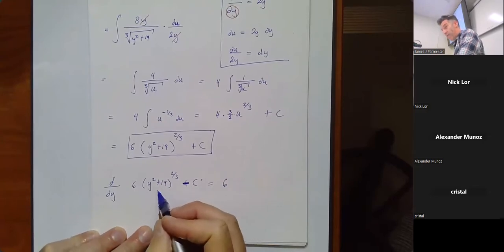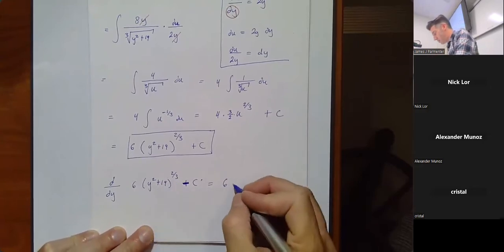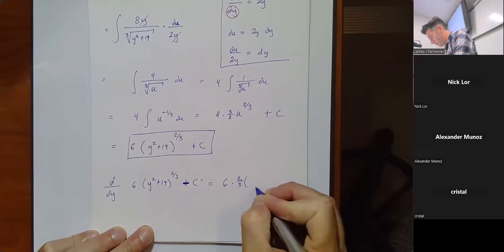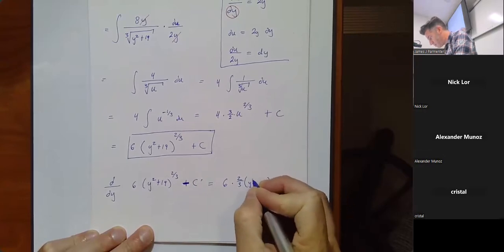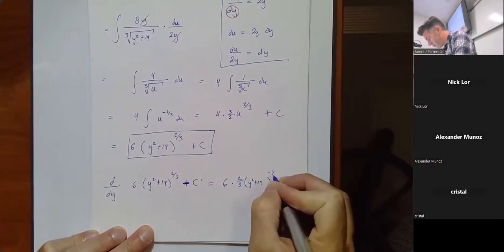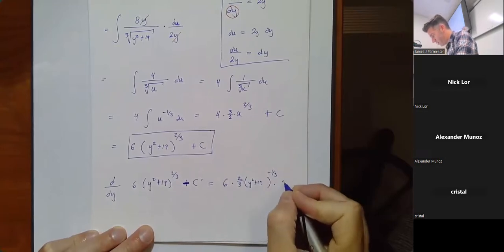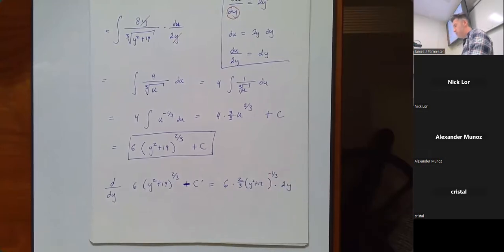If I take the derivative of that, the 6 is going to hang out. I have some stuff to the 2/3 power. The derivative is going to be 2/3 times my stuff to the negative 1/3 power times the derivative of the stuff. And there we have it. I'm not going to simplify that further, but you can totally see we have 6 times 2/3, which is 4, times 2, which is 8. So we have 8y, and we have a y squared plus 19 to the negative 1/3, or divided by the cube root of y squared plus 19. So totally works. Not necessary to check this, but you can check it.